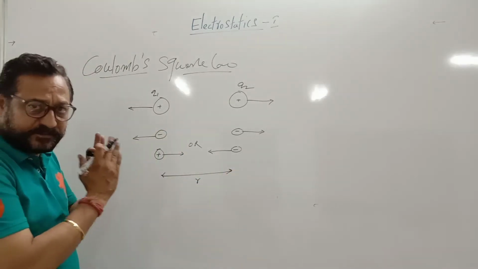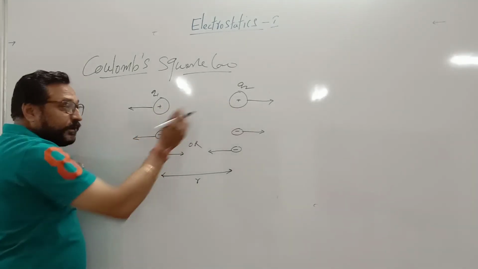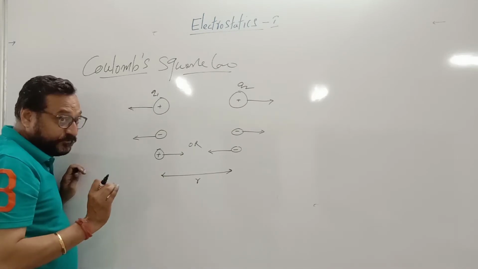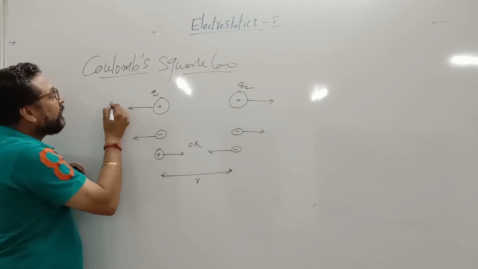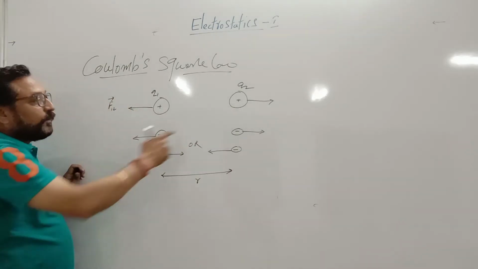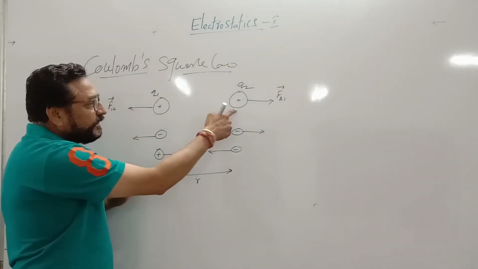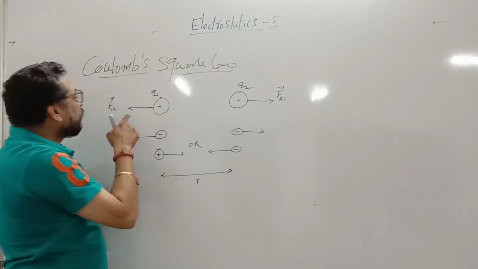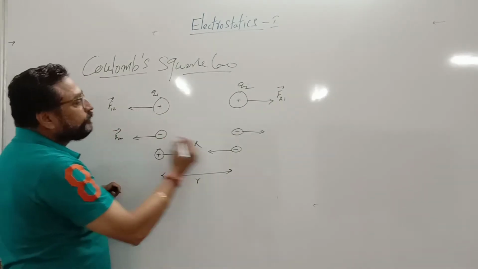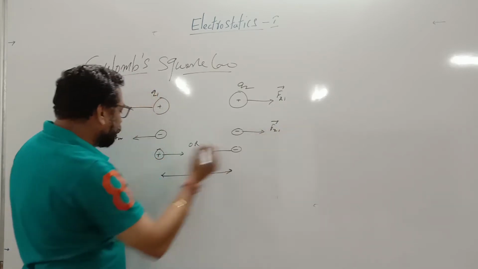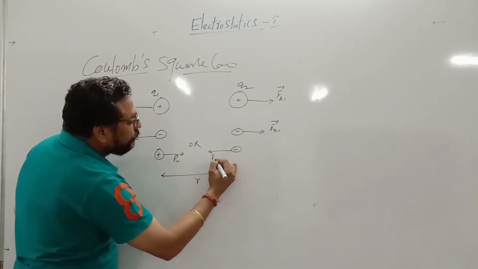Then we go towards its statement first of all. This is the first charge, this is the second. There is an important conclusion: the direction factor. The force on the first due to the second is F12. The force on the second due to the first is F21. These are the vector forms, F12 and F21.